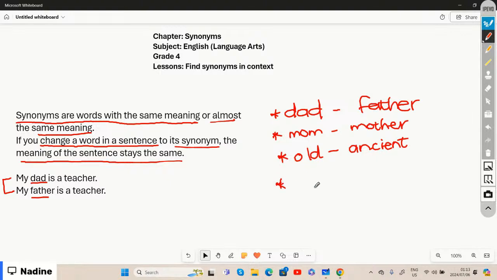But if you look at another one, maybe sick. If you say I am sick, another word can also be I am ill, right? So I'm either ill or I am sick. So that is still different words, but the meanings are still the same, because the synonym of sick is ill.